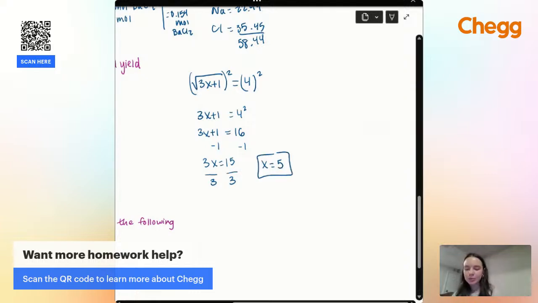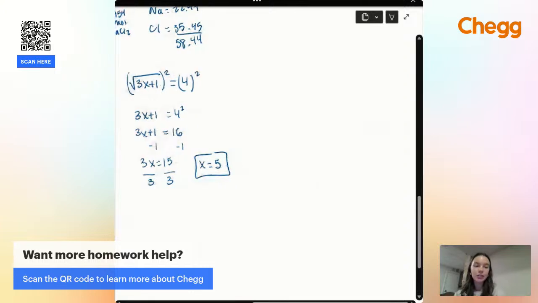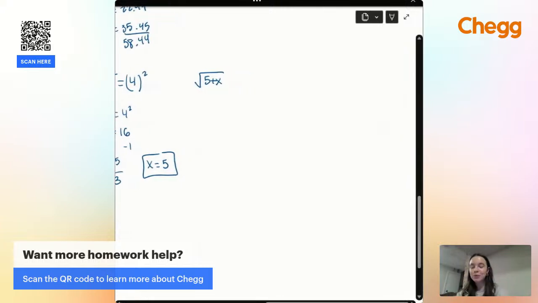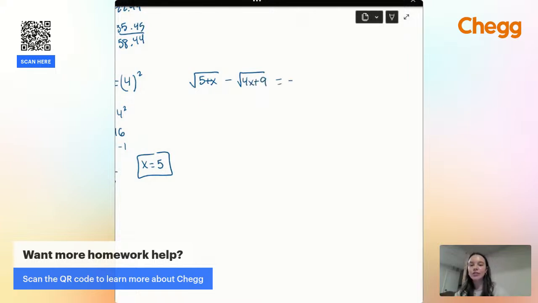If you have any other more specific questions about radicals, we can solve those. But I have one more that we can do, which is a little bit tougher, but again, it's going to help us solve those rate of reaction problems in chemistry. We want to do the square root of 5 plus x minus the square root of 4x plus 9 equals -2. So the way that we can solve this is by squaring everything. And so what we want to do first is add that square root of 4x plus 9 to both sides.